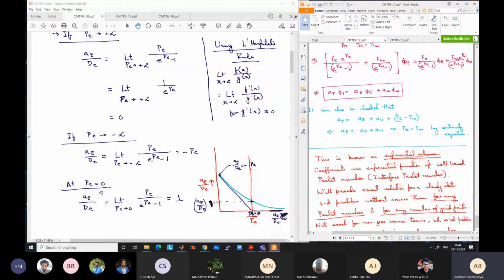And the other thing that we can notice here physically is that if Peclet number is zero, it means that there is no influence of flow. There is no flow basically. So it is only diffusion dominant.